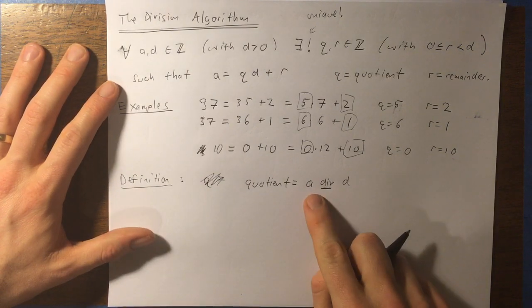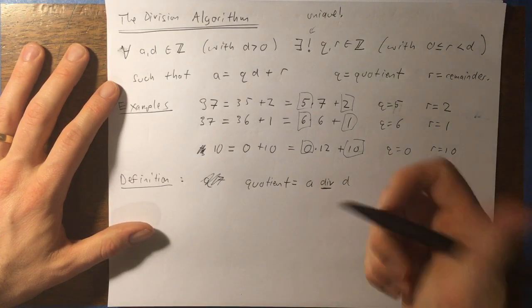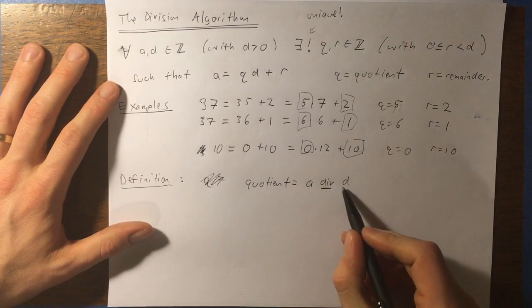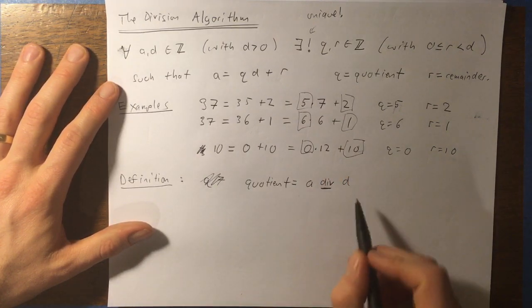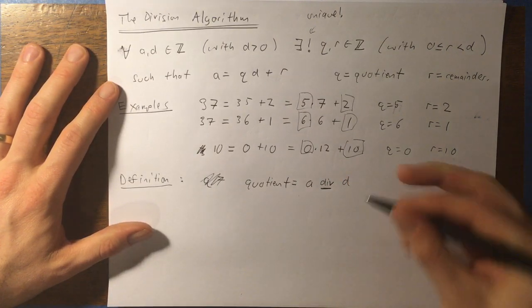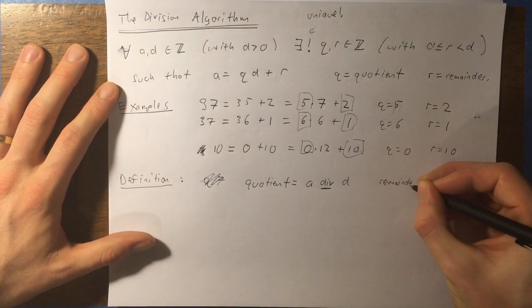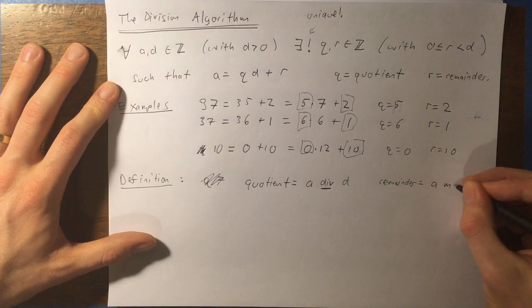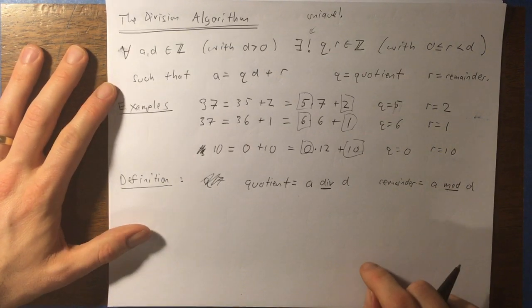And div, I'm putting an underline because in the textbook they use bold, and I can't really write in bold with my pen, so take the underline to mean bold here. A div d is the quotient of that division. And then the remainder is going to be a mod d. Okay, a mod d is the remainder of that division.